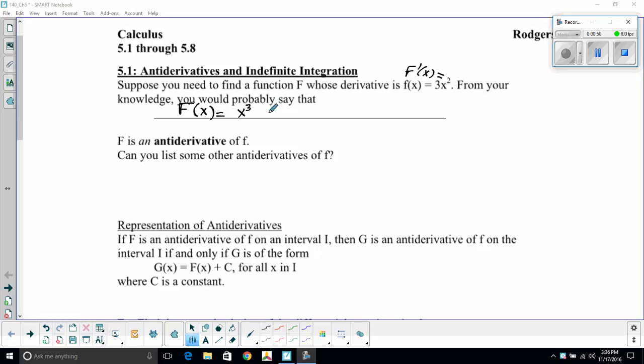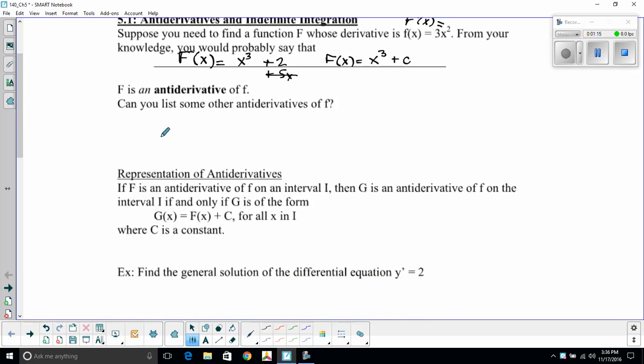But what if it had a plus 2? Would that work? Yeah, that would work. Or how about a plus 5? That would work too. What about a plus 5x? No, that wouldn't work. So in general, we can say that F of x is x cubed plus any constant. F is an antiderivative of f.